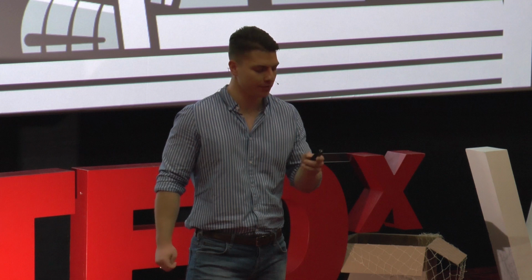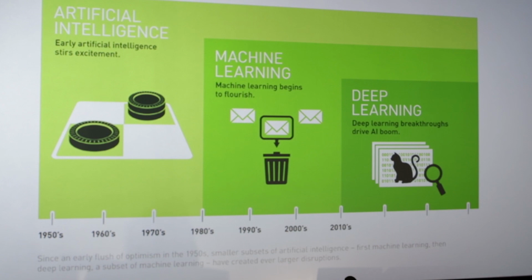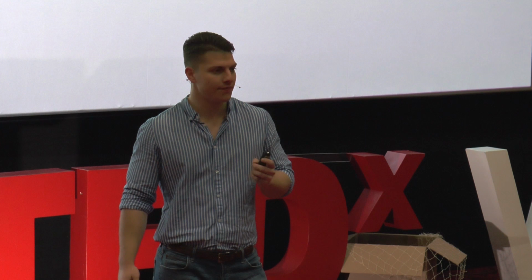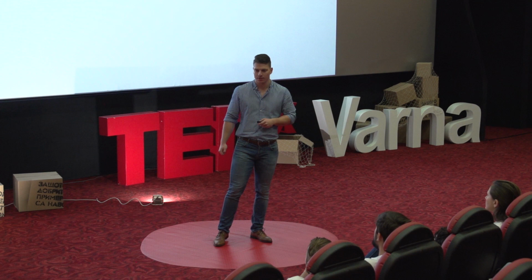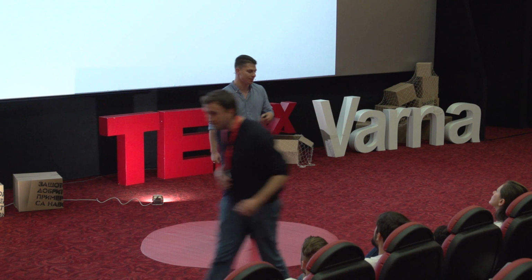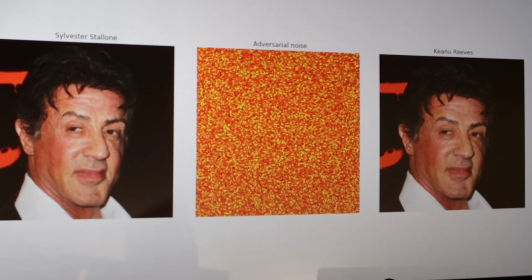Deep learning is actually the most advanced form of AI we have today. It's responsible for the most interesting things you've seen come out of AI in recent years. And although deep learning is quite advanced for today, it can be quite naive. Our team at Centroida has developed an adversarial AI, an AI whose only job is to learn how to deceive and fool other artificial neural networks, or other AI. So it can turn a sports car into a toaster, or make Sylvester Stallone look like Keanu Reeves.